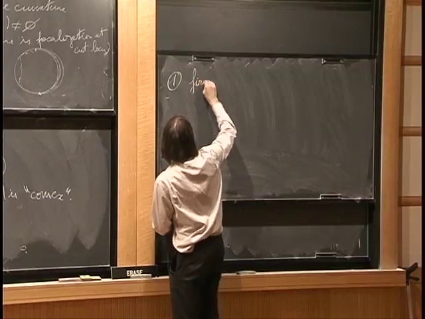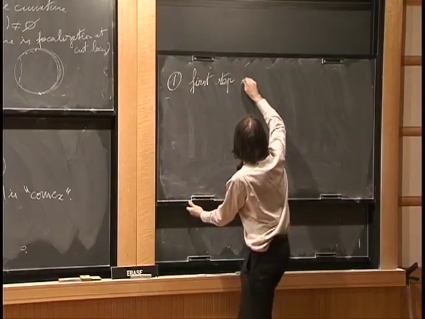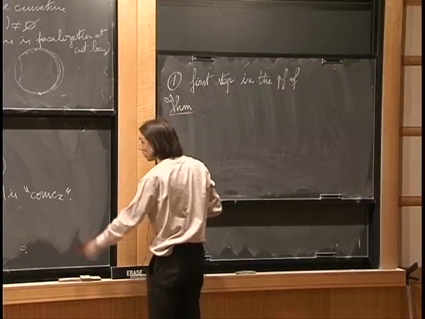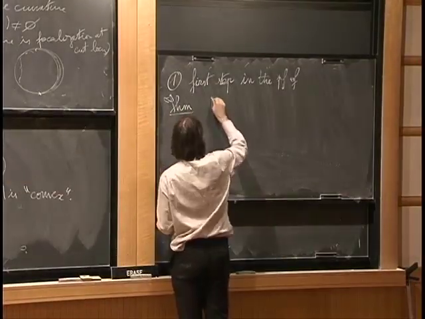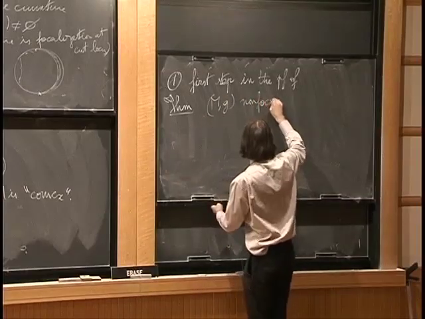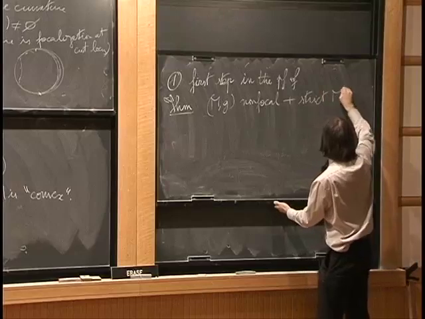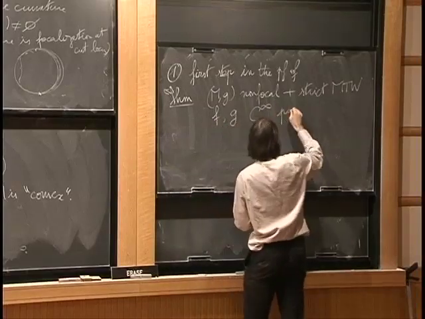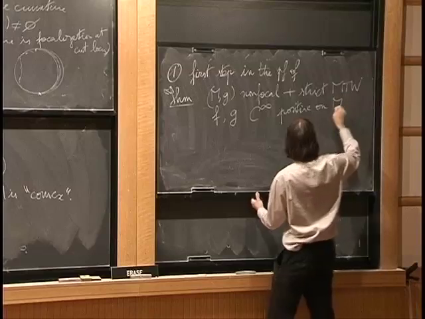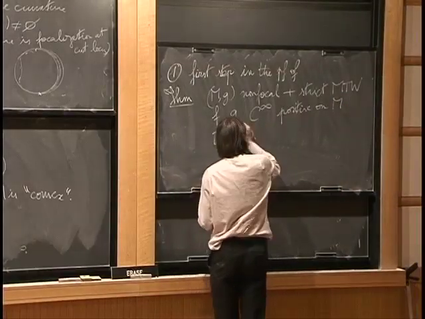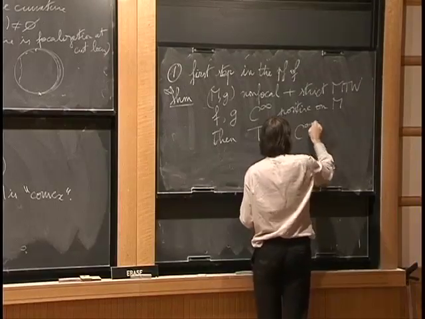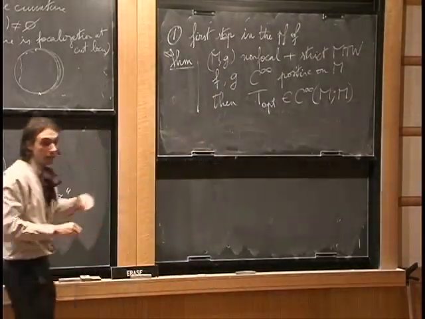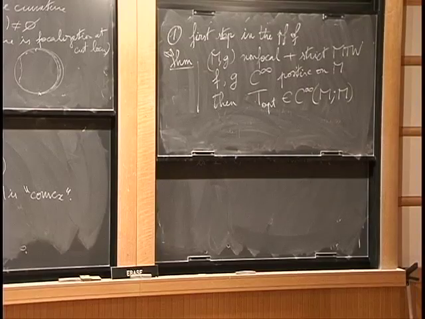First, this is the first step in the proof of another theorem, which we prove also: if (M, g) is non-focal and satisfies the strict Ma-Trudinger-Wang condition, and I take f and g, C infinity, positive on M, then the optimal transport map is C infinity from M to M. Okay. So in this case, you have about the best thing you would hope for.